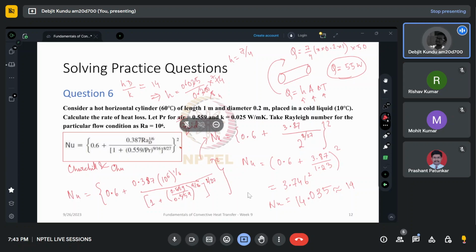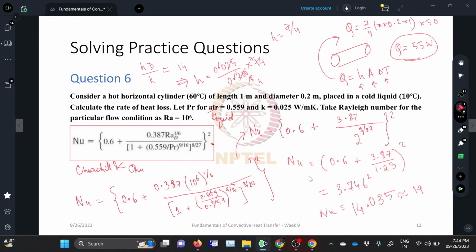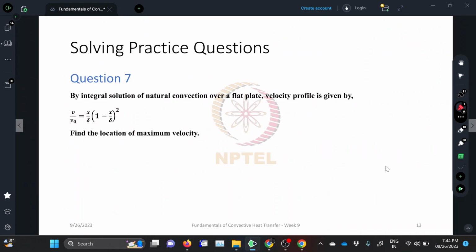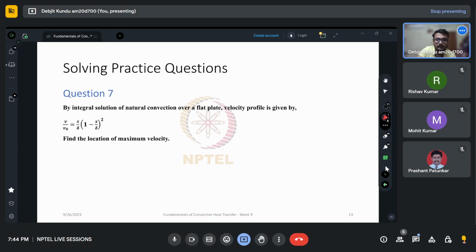Okay, so this was question number 6 of today's session, and we'll move on to question number 7 now, which is asking us that by integral solution of natural convection over a flat plate, the velocity profile is given. Now you have to find the location of maximum velocity. Where is it? Very simple question. Try to find out where it is. The location of maximum velocity.